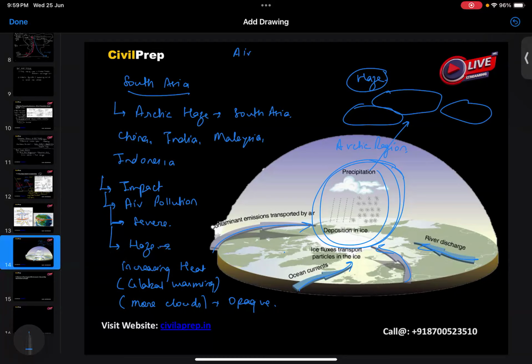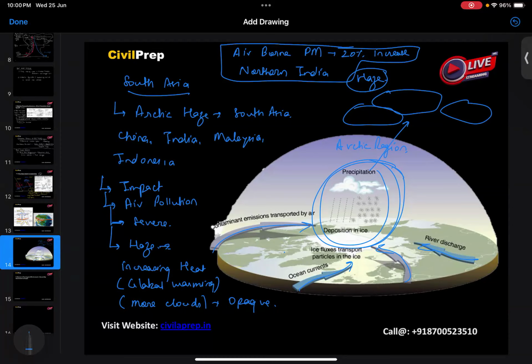20% increase in northern India. So this is the basic data which we see, which has also impacted the Indian region.